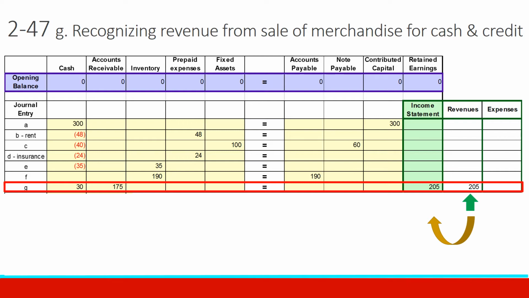So we're going to go ahead and do that in this financial statement template. You can see the tan curved arrow showing that the revenue number is being transferred over and being put into the retained earnings column in a section that I've specially highlighted in green to indicate that those changes in the retained earnings are reflected on the income statement.